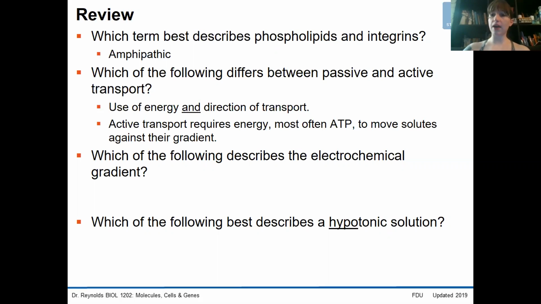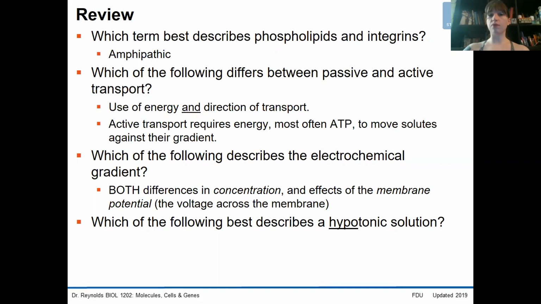An electrochemical gradient is going to be a special kind of gradient, composed of both electrical components and differences in a concentration gradient. That's where the term electrochemical comes from, a recognition that there are 2 components here.